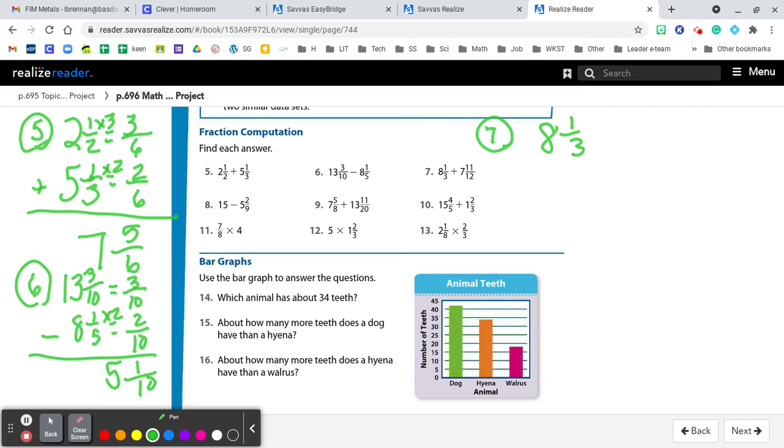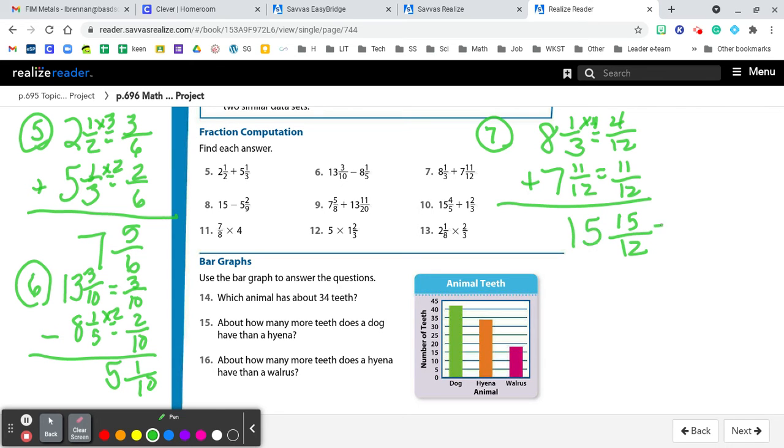8 1/3 plus 7 11/12. Denominators are different, but 3 will go into 12. Multiply that fraction by 4/4. Add my whole numbers. Rename 15/12 and combine. So I'm going to wind up with 16 1/4. Remember, because 15/12 equals 1 and 3/12, which equals 1 1/4. So I'm combining 1 1/4 and 15 to get 16 1/4.